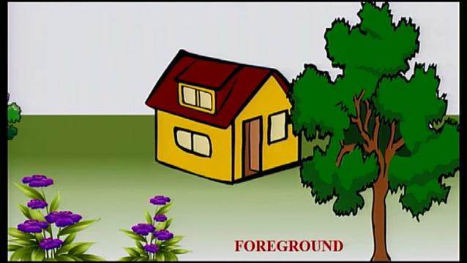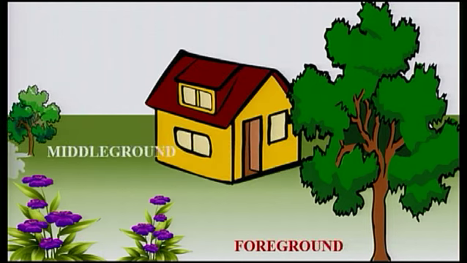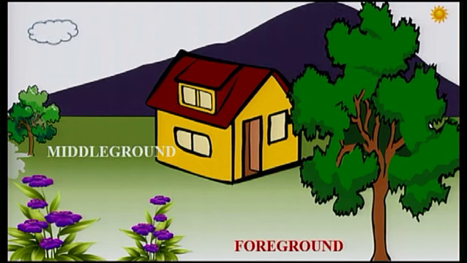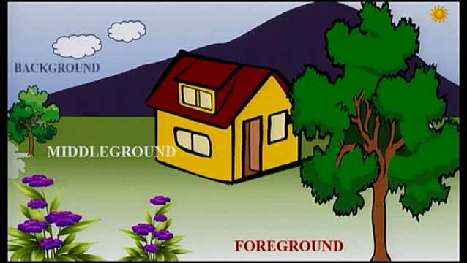The middle ground lies between the foreground and the background of an artwork. The objects appear small. The part that is farthest from the viewer is the background. The elements of the composition look most distant and are very small in size.